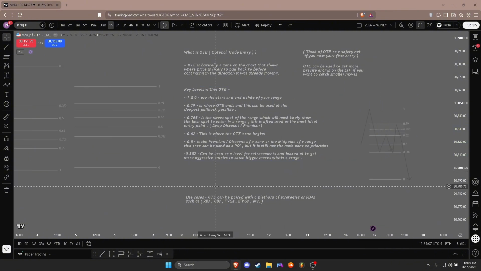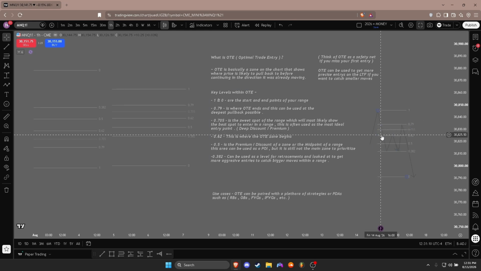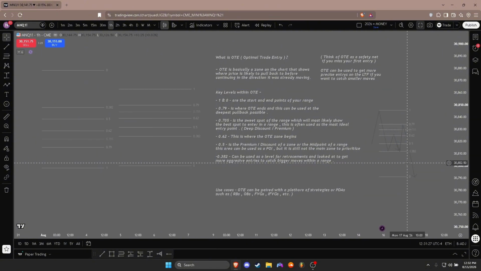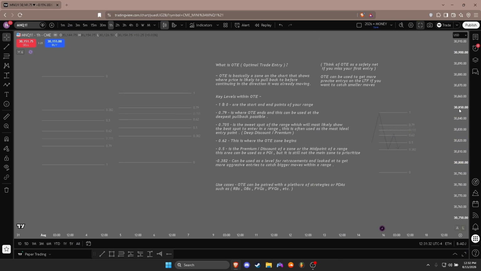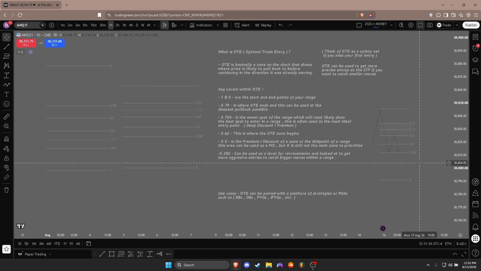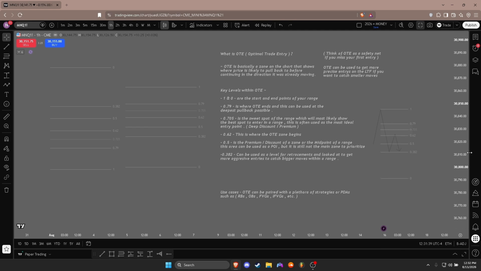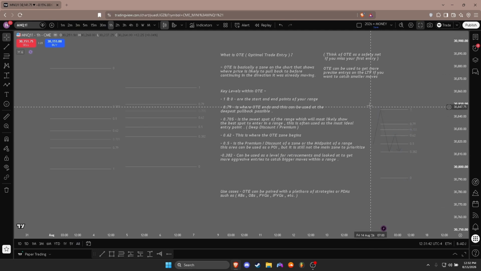All right. The reason why I like optimal trade entry personally is because it can be paired with pretty much any PDA. It can be used with rejection blocks, order blocks, fair value gaps, IFVGs, breakers, or maybe even if you don't trade ICT, it can be used with volume profile, VWAP, EMA levels, or whatever. So that's why I like OTE, me personally.